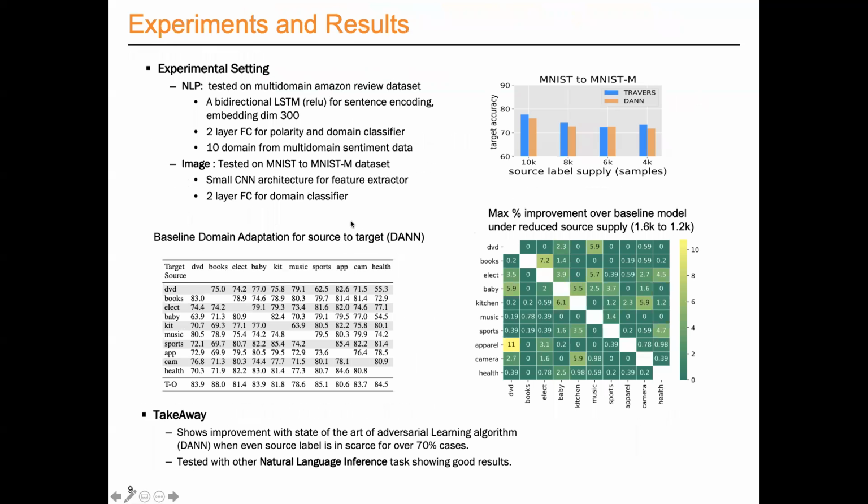Let's just quickly go into the experimental setting. We have done the experiments on both NLP and images for our model, Transfer. In NLP, we have looked into the Amazon dataset, where the baseline was nothing but DAN. Under the reduced supply of labels, we have looked into Transfer over DAN, and we can clearly see here that the model improves in most of the cases across the domains. We have also run it on images using the MNIST dataset, and there also we see that the model shows improvement in most of the cases. The takeaway from here is that Transfer shows improvement over the state-of-the-art adversarial learning approach, even when the source label is scarce, in over 70% of cases.